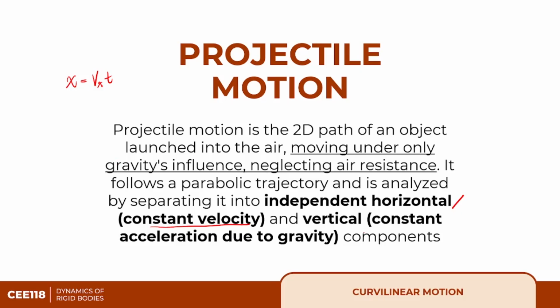Pag constant acceleration naman due to gravity, that is considered to be free falling. Okay, free falling yan. So, pag ganito, we can use the formula ng free falling. So, we have here, for example, y is equivalent, or height na lang, height is equivalent to velocity initial at y direction times t minus 1 half gt square. So, yan, gamit natin to most of the time. And ito naman for constant velocity.